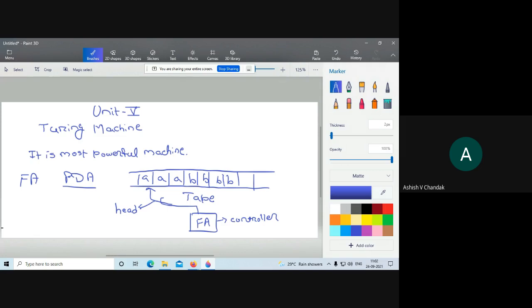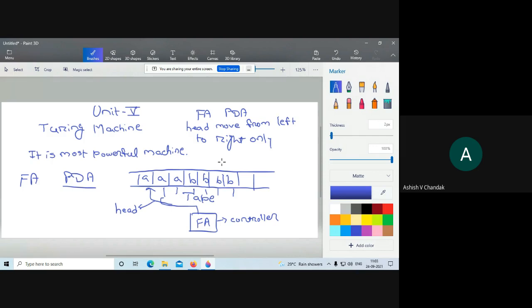What happens in finite automata and PDA? There is one thing common. The head moves from left to right only. Once it starts from the left, it will stop on the right side. So it will read this one, then this one, then this one, and so on. But what happens in Turing machine?